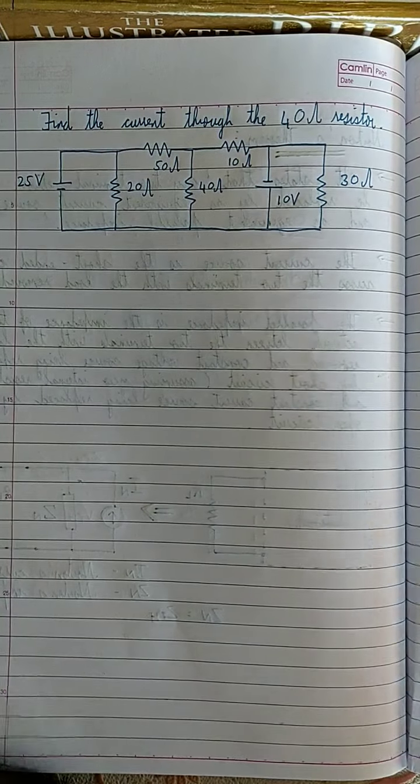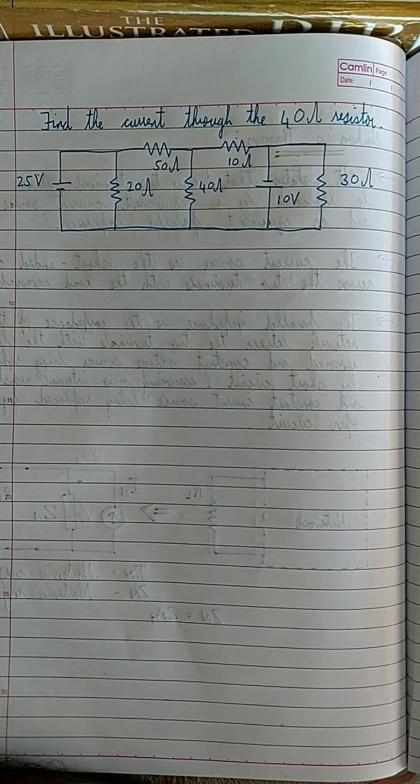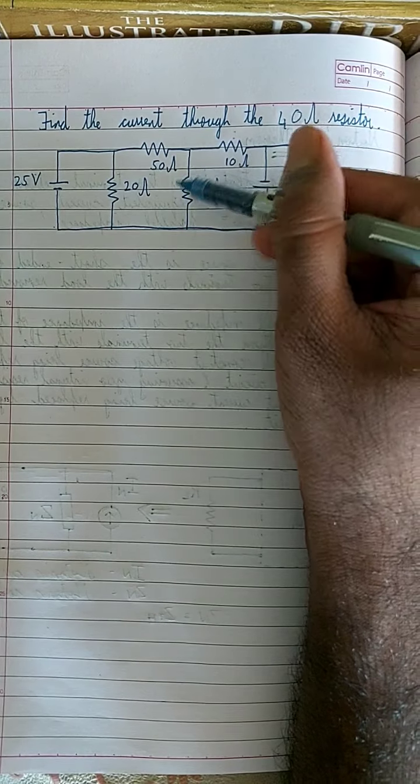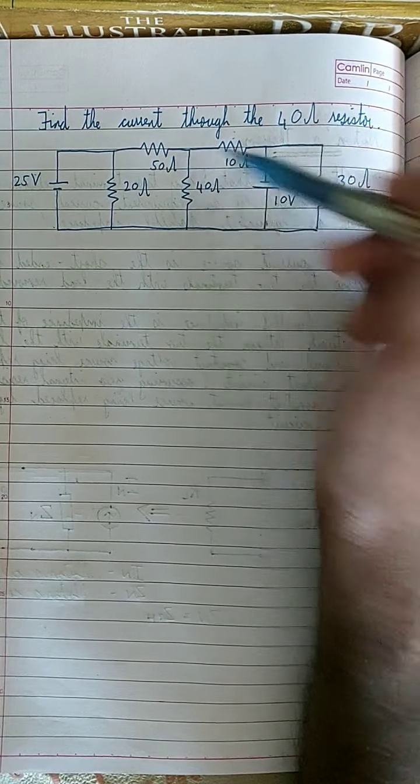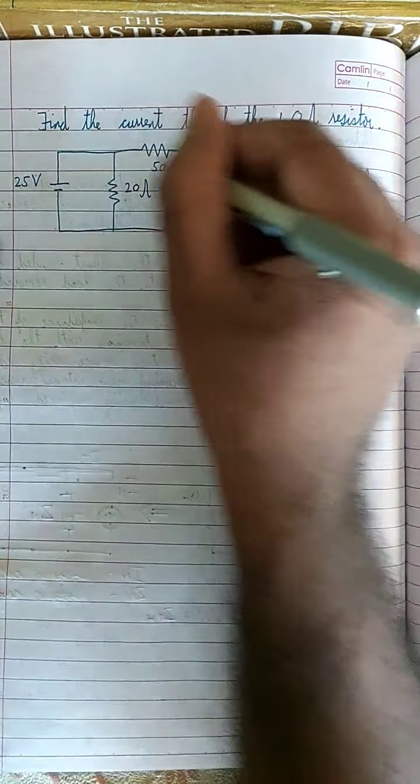Okay students, now let's do this question. Find the current through the 40 ohm resistor. So which is your load? Your load is the 40 ohm resistor, that is this resistor over here. Which means I have to remove this resistor. Okay, so let me remove it.